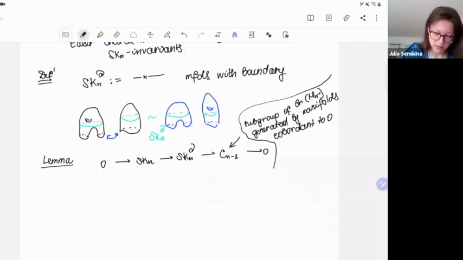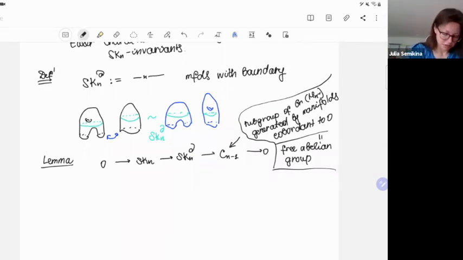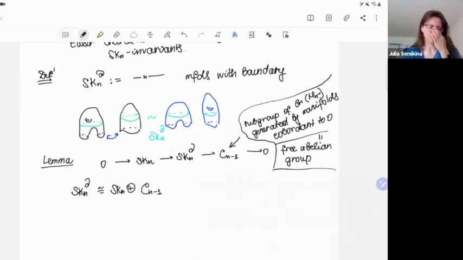So this is not hard, but also it's not an obvious thing to show that this subgroup is a free abelian group. So this is a huge free abelian group. And so it means that this SK_n with boundary is just a direct sum of this old group and this huge free abelian group of manifolds that are cobordant to zero.